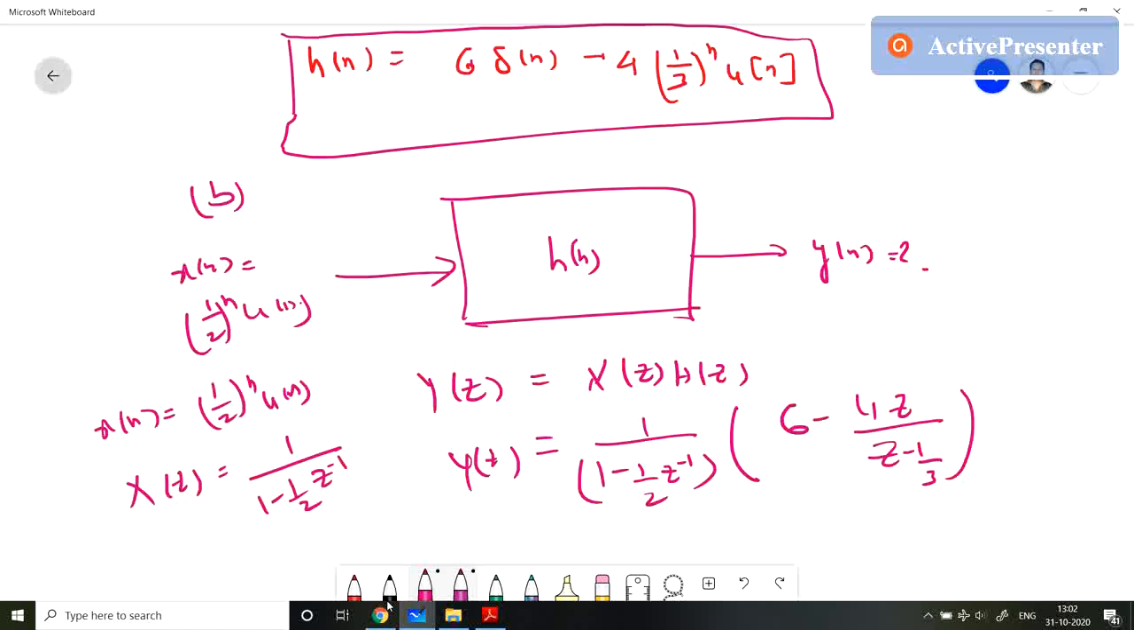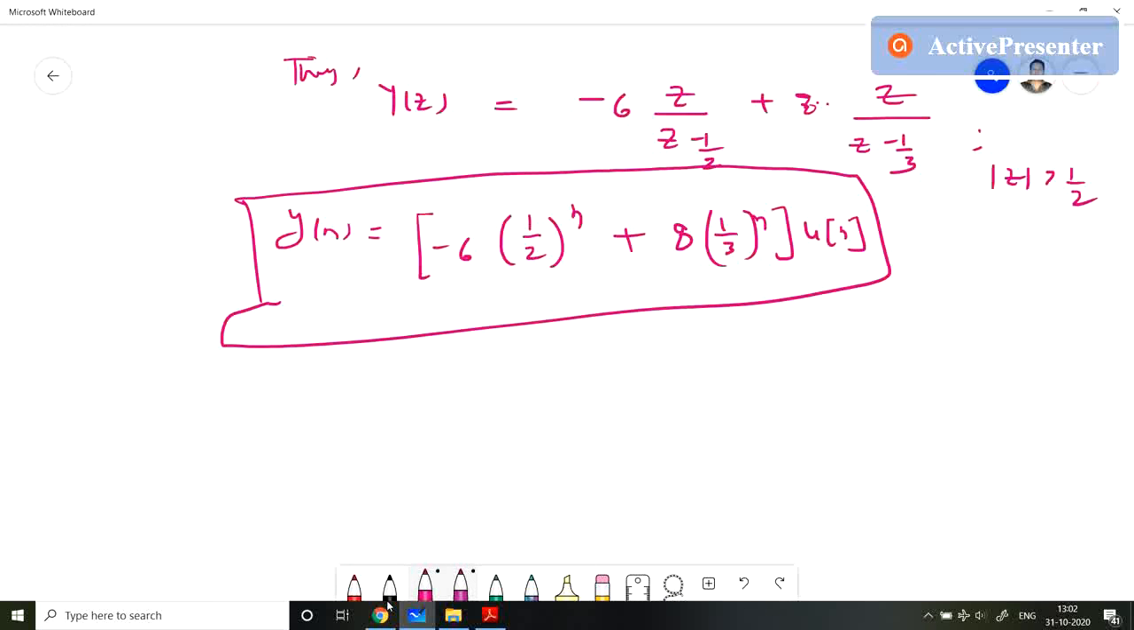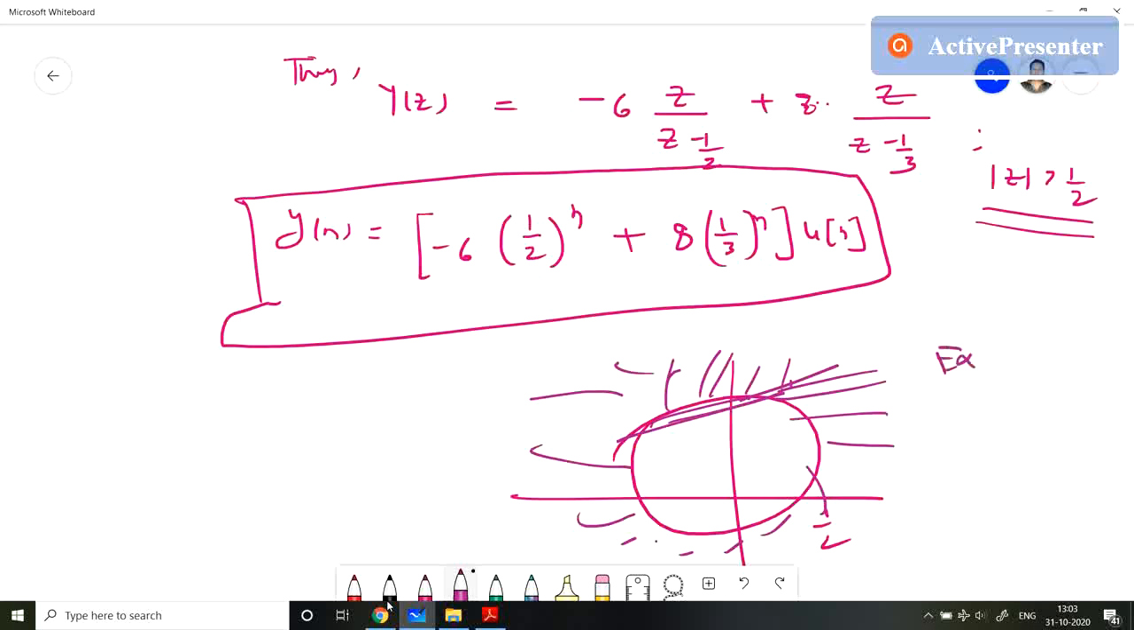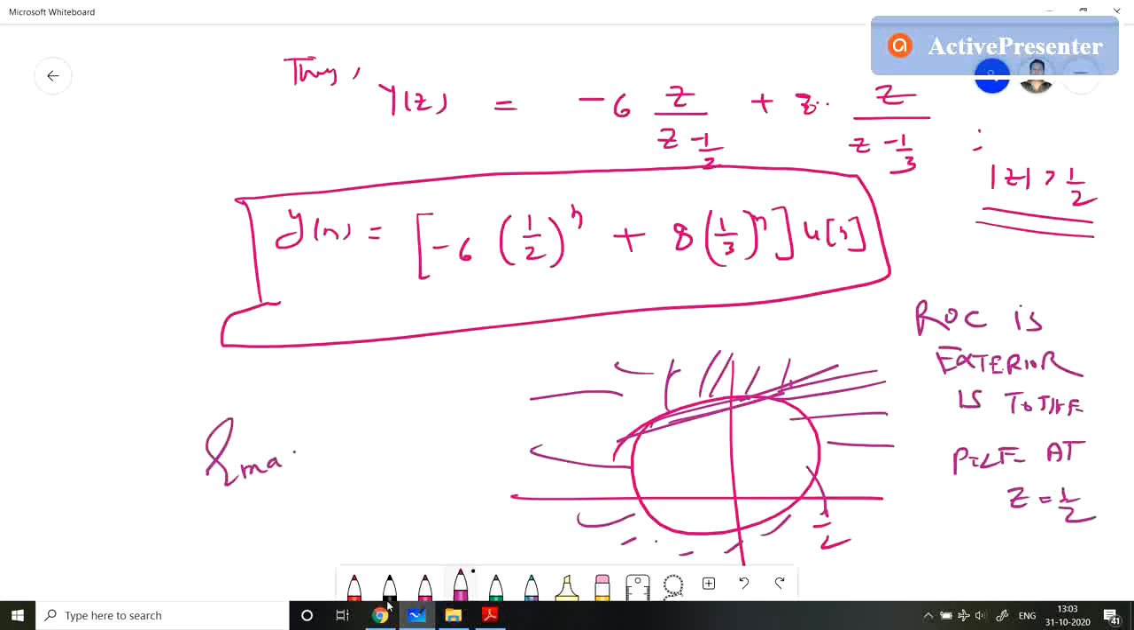Simplification of this gives us Y(z) is equal to minus 6z divided by (z minus 1/2) plus 8z divided by (z minus 1/3), and of course both are causal sequences. Then the ROC should be exterior to the outermost pole, so y(n) is equal to minus 6 (1/2)^n plus and so on. This is our outermost pole, so the ROC is exterior to the pole at z equal to 1/2, because R maximum is equal to 1/2.